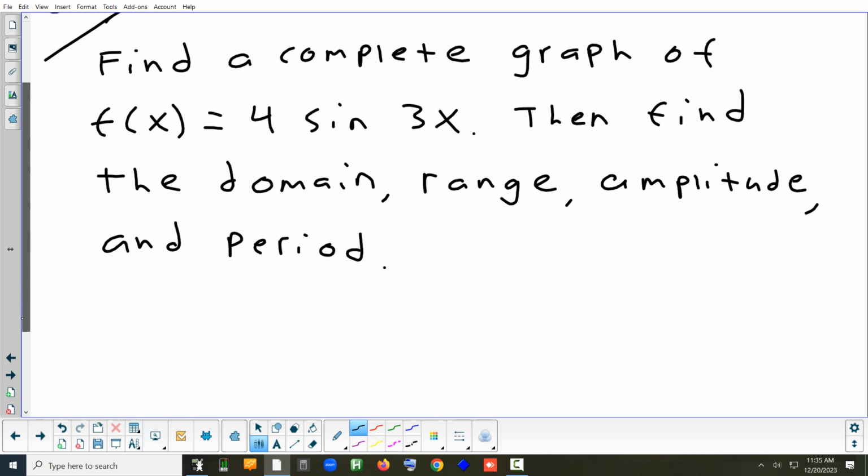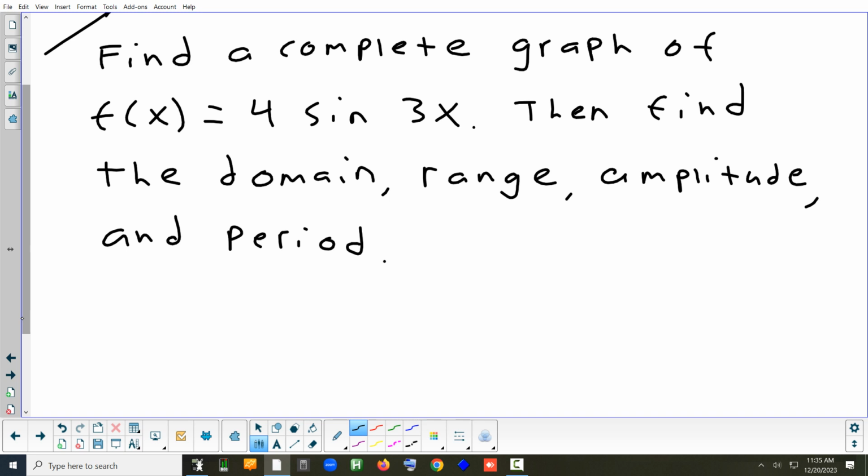So it says find a complete graph. That means on the calculator, and then give me the domain, the range, the amplitude, and the period. Well, domain, you should never even think about that for sine and cosine. It's a wave. What's the domain for all sine and cosine? All real numbers. Okay, and even the range, we can kind of figure it out. What's the normal range for sine or cosine? It's normally negative 1 to 1.